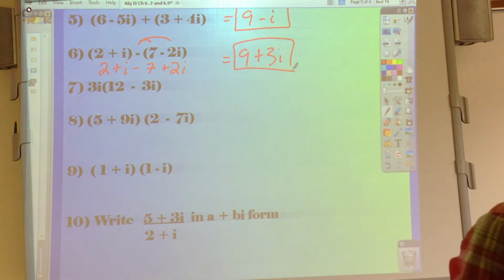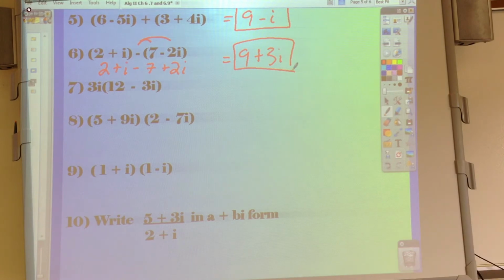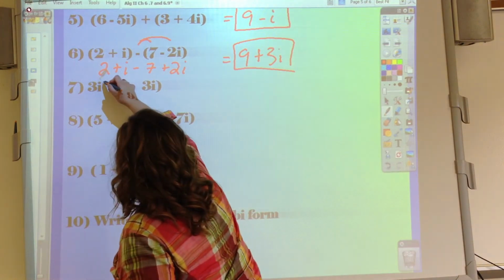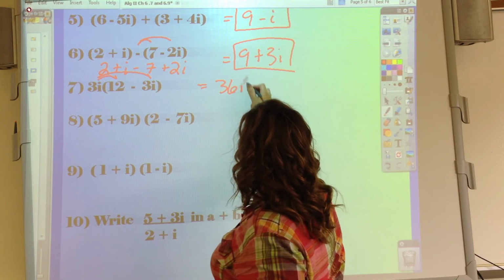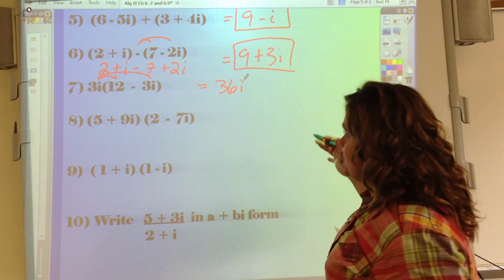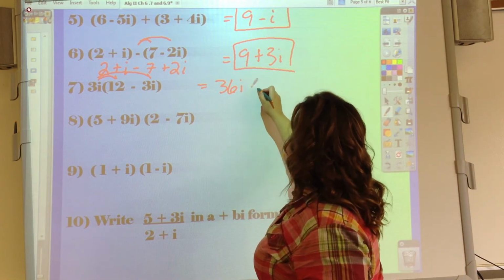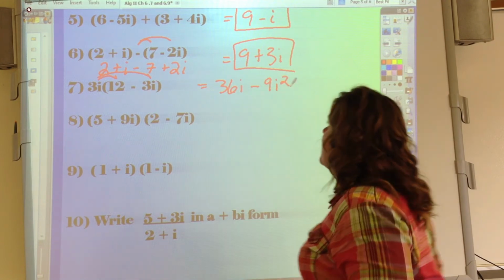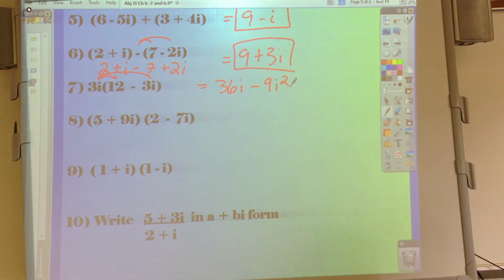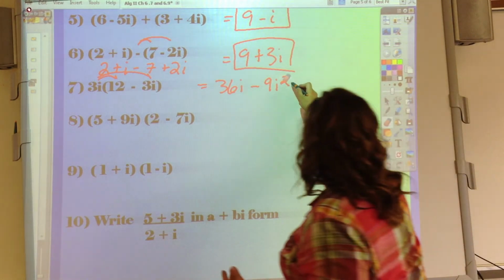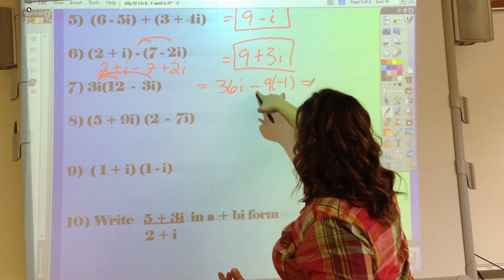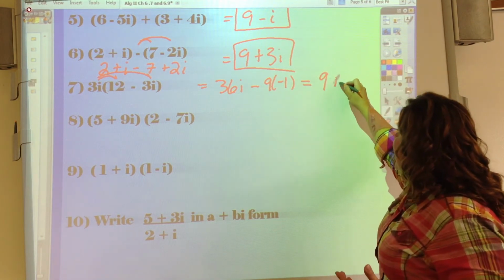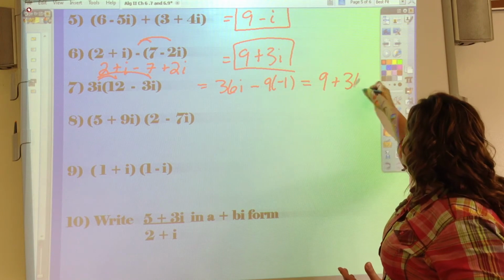All right, how about in number 7 when I'm distributing? We need to distribute that 3i through both. When I multiply it by the first, I get 36i. And when I multiply it by the second term, I get a negative 9i squared. Notice that we can simplify that i squared. Let's change it to a negative 1. And now a negative times a negative becomes a positive, and I have 9 plus 36i.